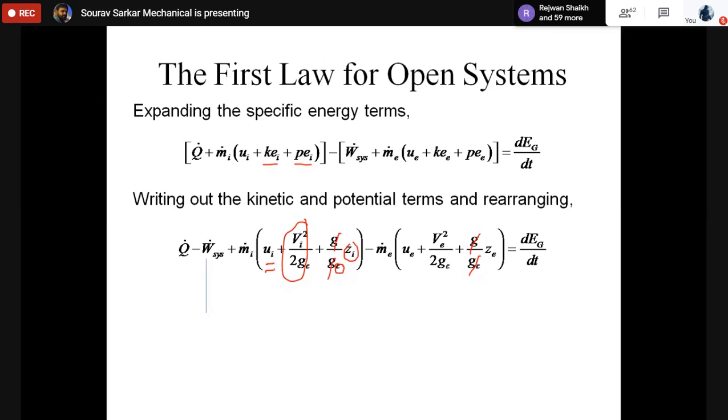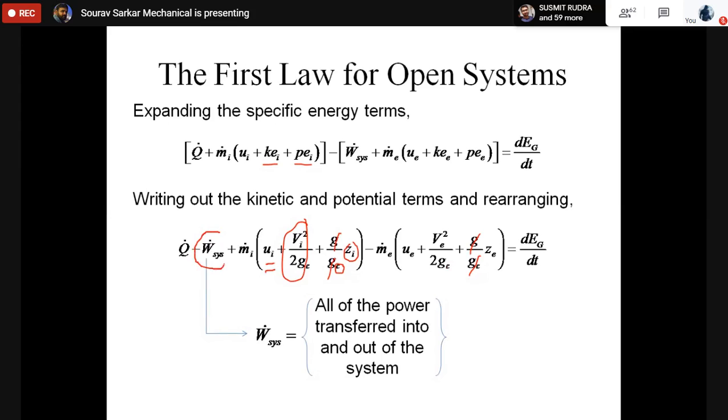Fine. So now let's try to understand what we mean by work done by the system. This work done by the system is a little bit crucial. You have to understand it very well. So what is the work done by the system? All of the power transferred into the system or out of the system. We already know that there is some kind of work done by the system due to the rotation of this turbine or something like a system work.